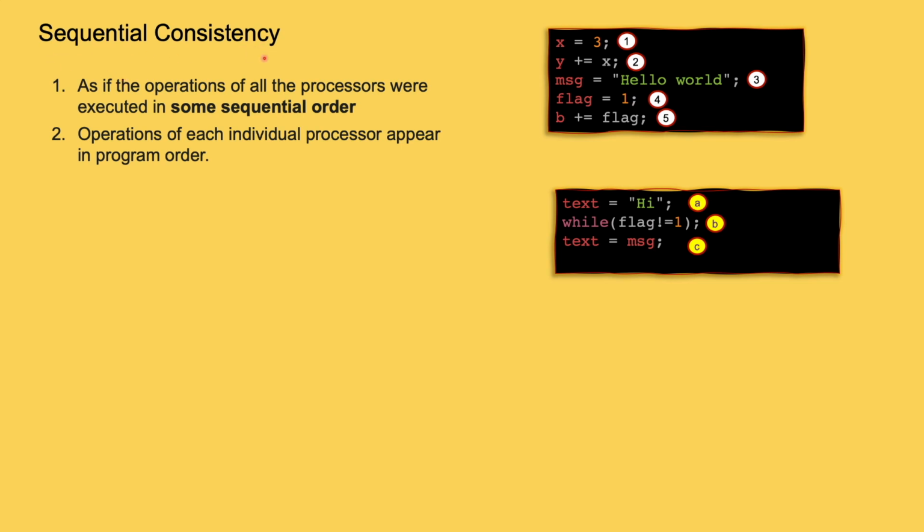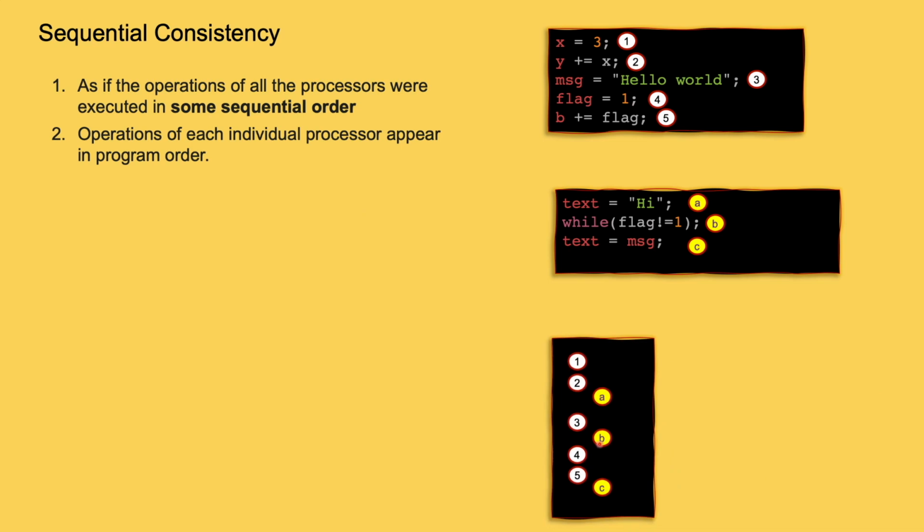So sequential consistency states that if you run these two threads together, it would be as if all of these operations were run in some sequential order. Within each of these threads, it's as if they were running in program order. So one more time, it would be as if there is a total order between all of these operations. They appear in some sequential order. The second one states that within each thread, it appears that the program order was honored.